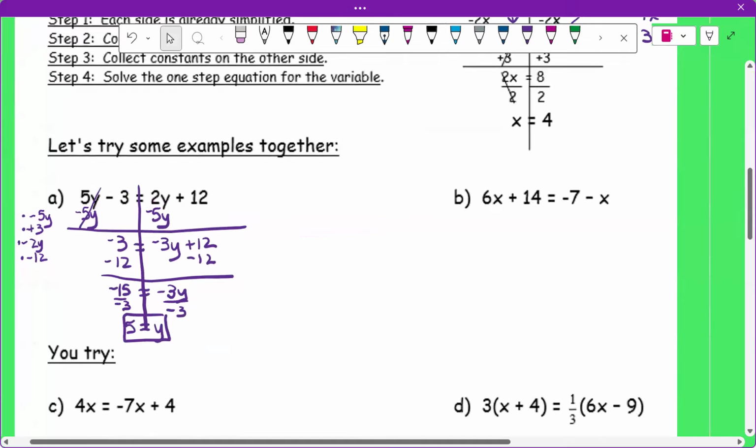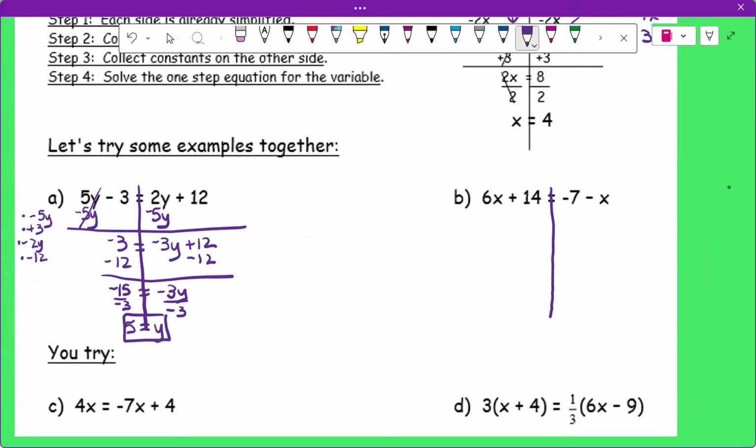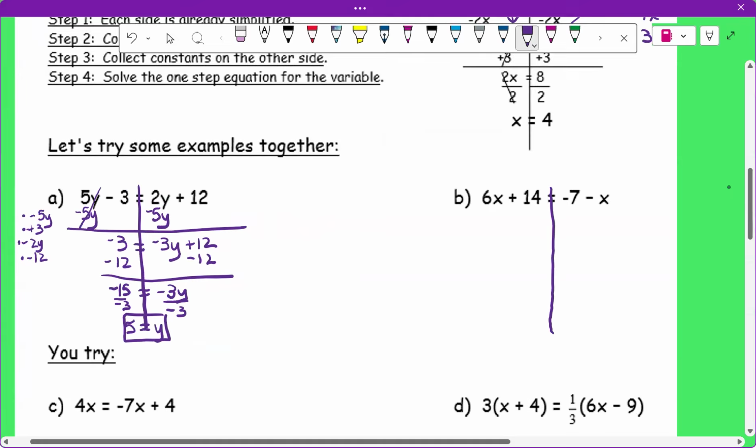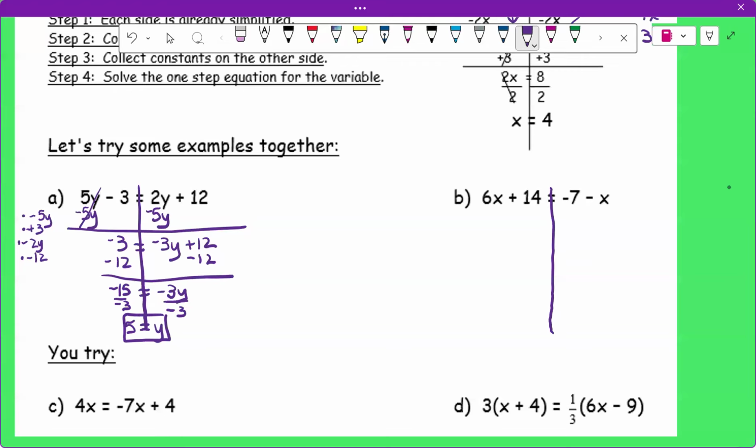Let's take a look at B. What are the 4 ways you could start this problem? I'm going to do something different this time. I'm going to start with adding the constant to see what happens. So the 6x comes down. 14 plus 7 is 21. My additive inverses cancel out. And I have my negative x.